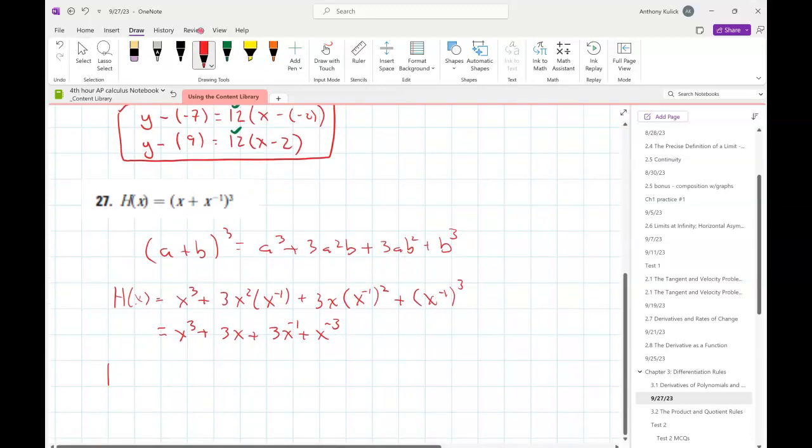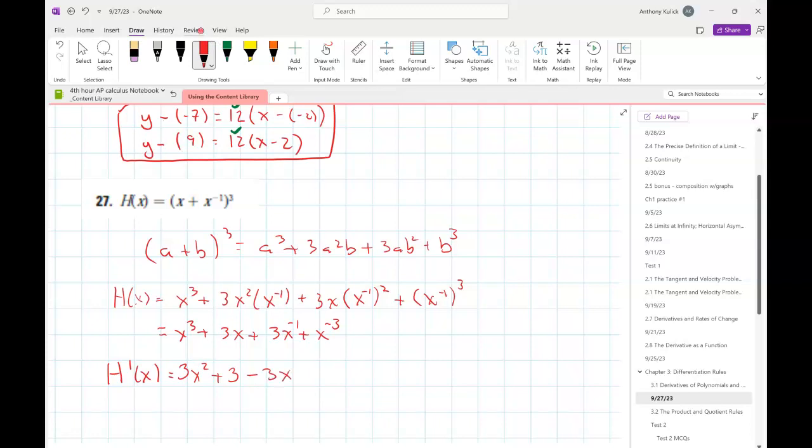Now we're in a place where we can do the derivative. Since this is now just a sum of power rules, I can just do the derivative piecewise. So the derivative of x cubed is? 3x squared. Good. And the derivative of 3x is? 3. And the derivative of 3x to the negative 1? Negative 3x to the negative 2. Yep. And then the last one? 3x to the negative 4.